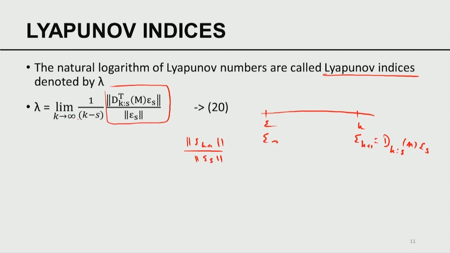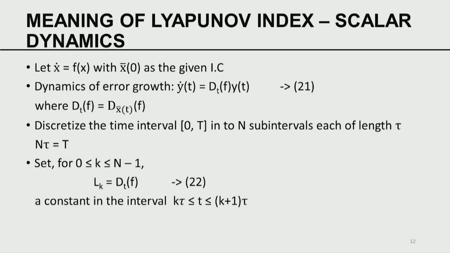That makes sense. I want to think about it now. So epsilon k plus 1 by epsilon s, what does it mean? That is the rate of growth of error during the time from s to k. I am dividing it by k minus s. So that is the average rate of growth of errors. So what is the meaning of this Lyapunov index? I am going to introduce it by illustrating it on a scalar dynamics.